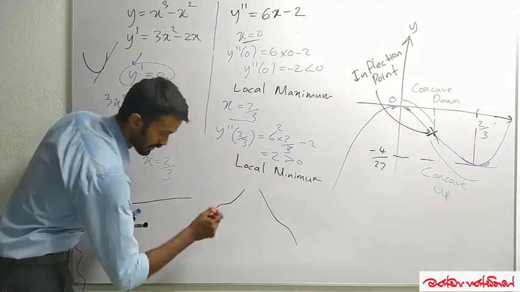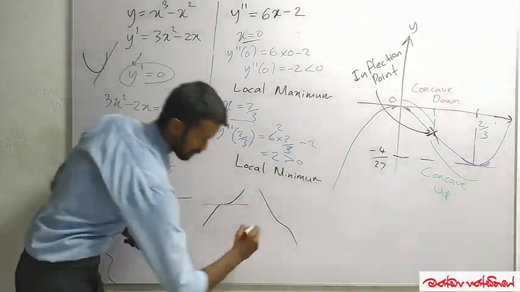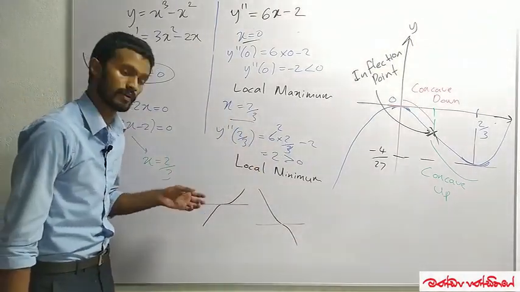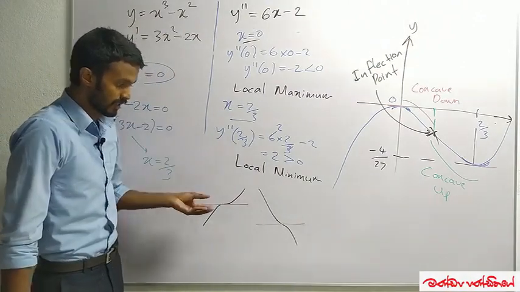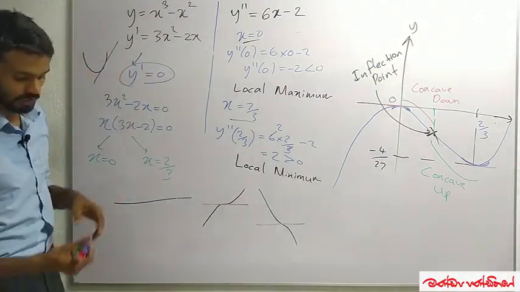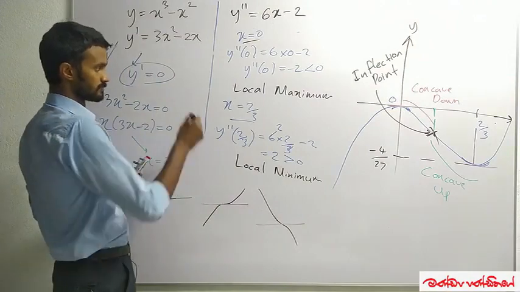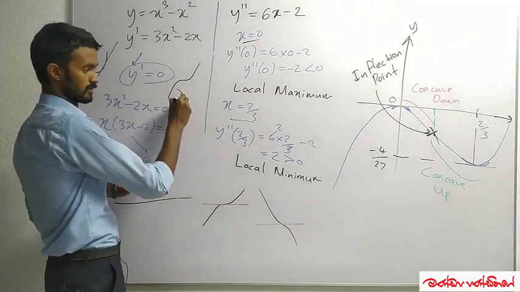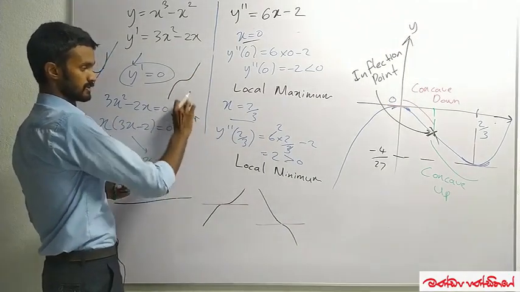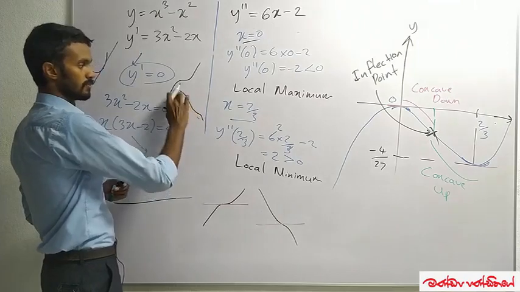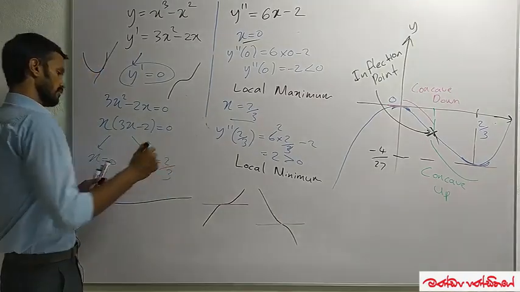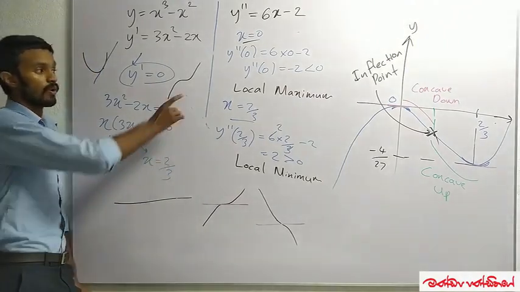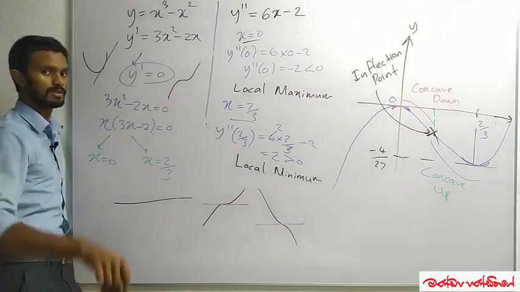Why? Because only then the gradient of the tangent drawn at that point becomes 0. So not all inflection points have a shape like this. Only the inflection points which have a gradient of 0 show this nature.